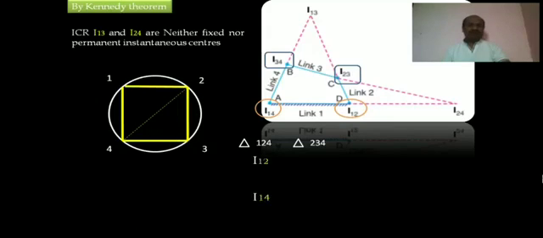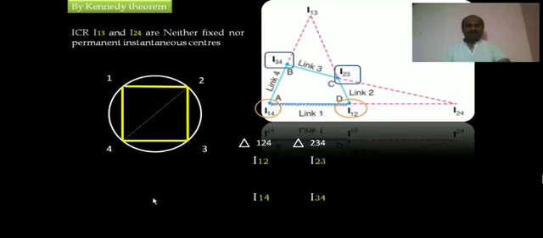So I12 and I14 are the 2 sides of this triangle. I23 and I34 are the 2 sides of this triangle. Now let's go to the diagram. If I see I12 and I14, these are on a straight line. So according to Kennedy's theorem, the third instantaneous center will be on the same line.